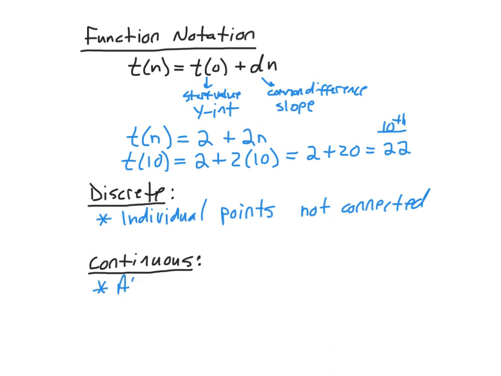That's all points along a line. In other words, when we graph a line, every single real number that's a point on that line exists. And that's the difference between discrete and continuous.